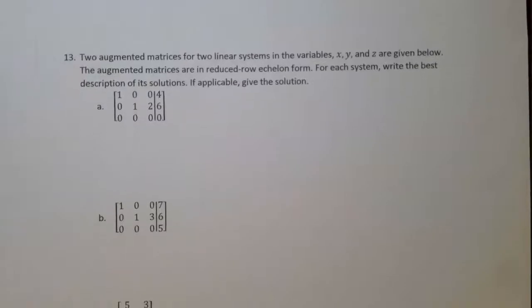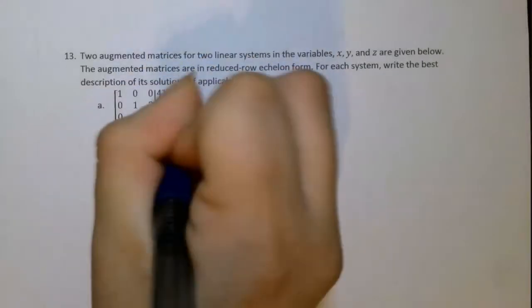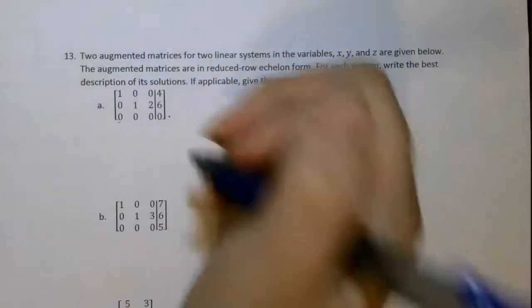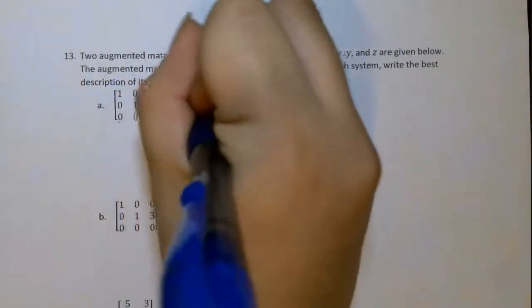Okay. This one gives me two augmented matrices for linear systems in the variables x, y, and z. The augmented matrices are in reduced row echelon form, and for each system it wants me to write the best description of its solutions, and if applicable, give the solutions. So notice this bottom row is 0 equals 0. This one is consistent dependent.